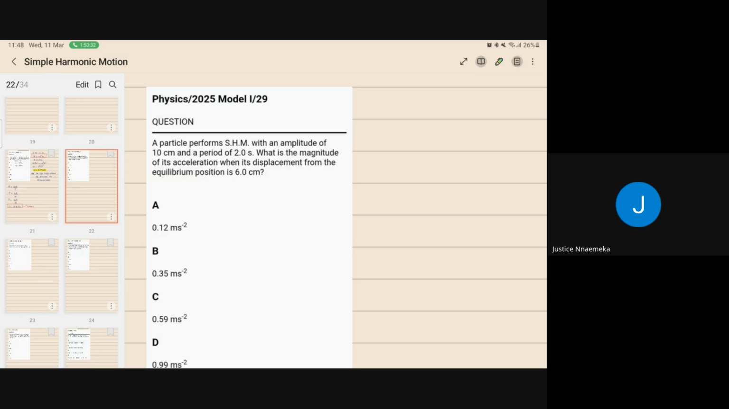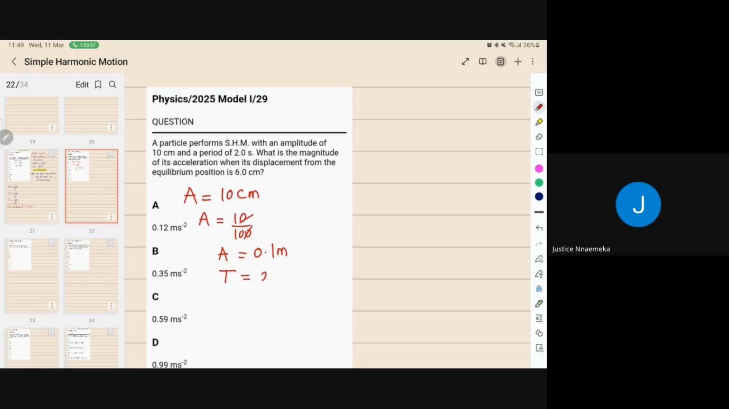Now, a particle performs simple harmonic motion, that's SHM, with an amplitude of what? Of 10 centimeter. So A is equal to 10 centimeter. Our work is to convert to meter. So it means that A is equal to what? 10 over 100. 0 cancels 0. So that A is equal to what? 0.1 meter. We've converted first. Now, the next thing is that on a period of 2.0 seconds, it means that T is equal to what? 2 seconds. What is the magnitude of its acceleration?